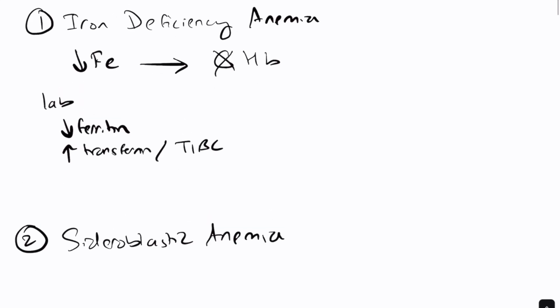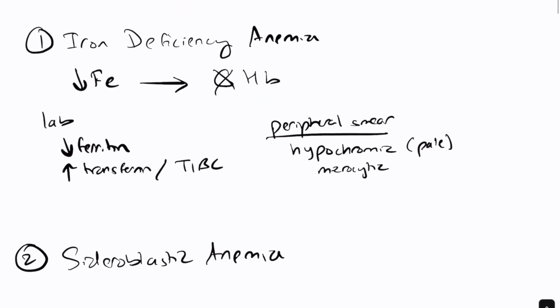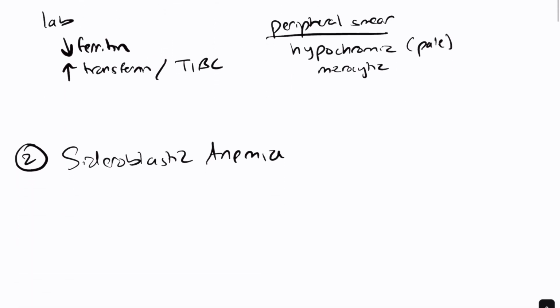The other thing that they might talk about is your peripheral smear. And in your peripheral smear, you'll see hypochromic microcytic anemia. So basically what that means is that hypochromic just means that the blood cells are more pale in comparison to normal blood cells, like red blood cells.